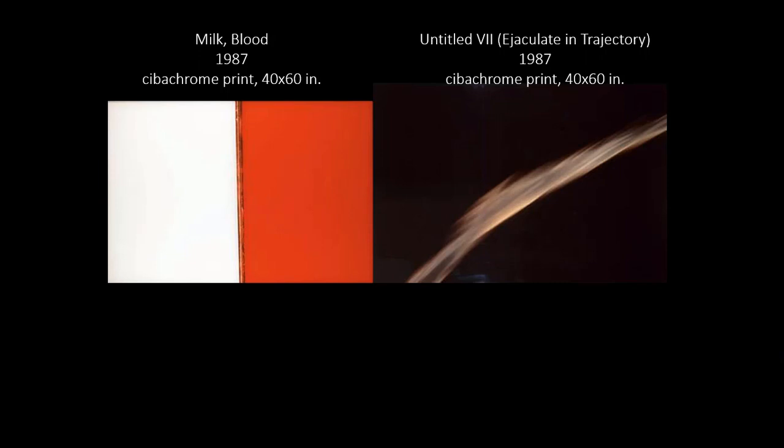Now, all I could find in terms of reaction is that some of the people in the Jewish community were offended by Milk Blood. This is a photograph of a container of blood positioned directly next to a container of milk. They were offended because it promoted the mixing of blood and milk, which was in contradiction to kosher practices.